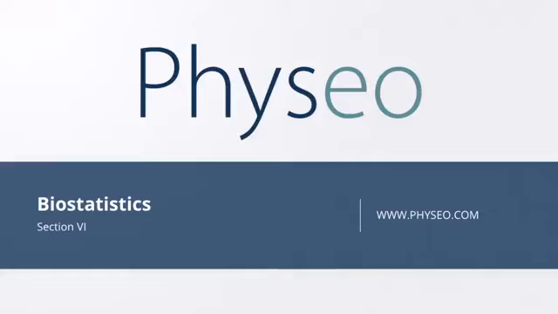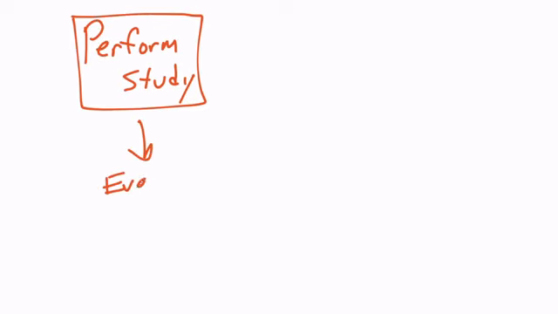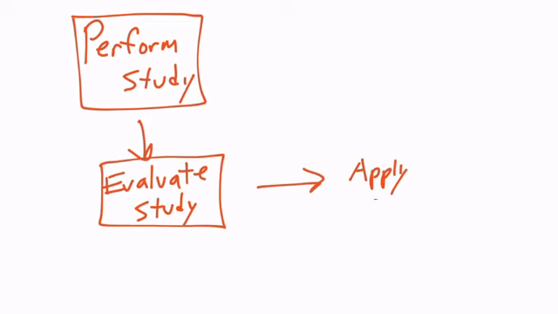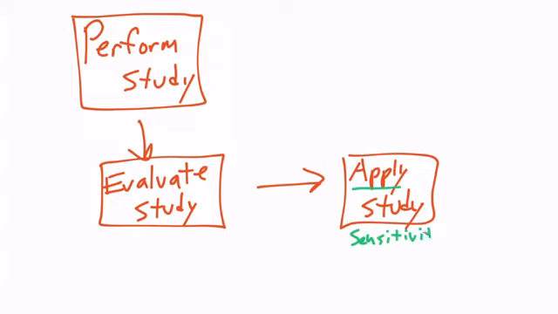Welcome to Section 6 of Biostatistics. As a review, recall that we can think of biostatistics in three arms: performing the study, evaluating the study quality, and applying the study clinically. In this lecture, we will dive into applying the study by focusing on sensitivity and specificity.